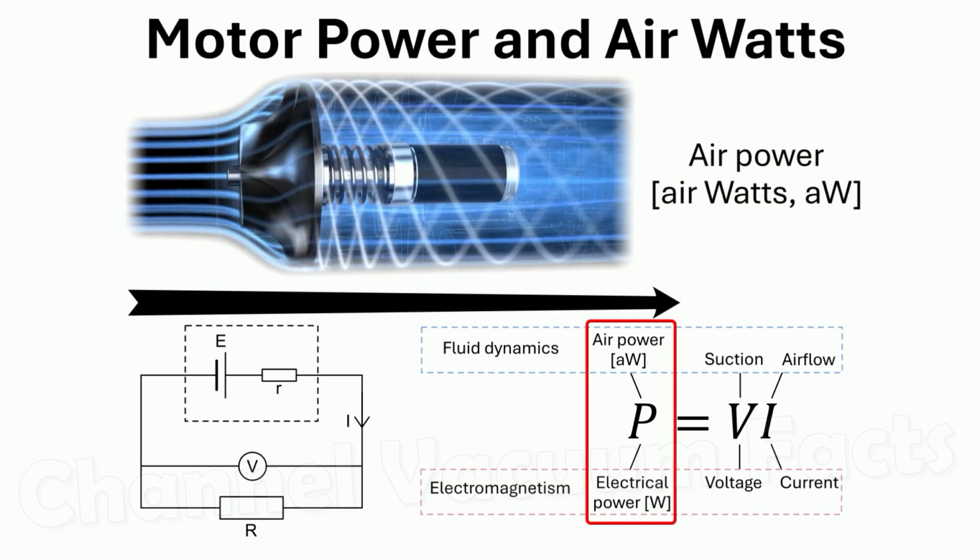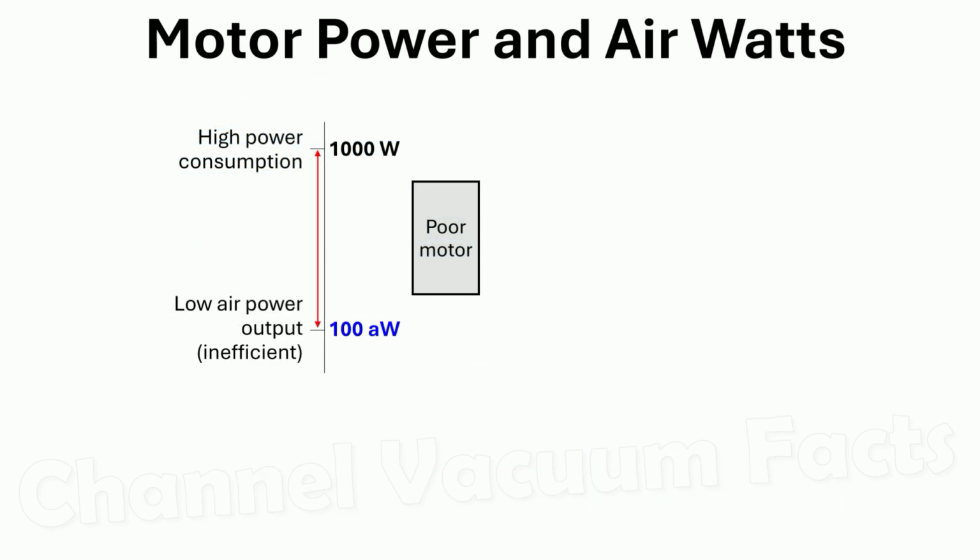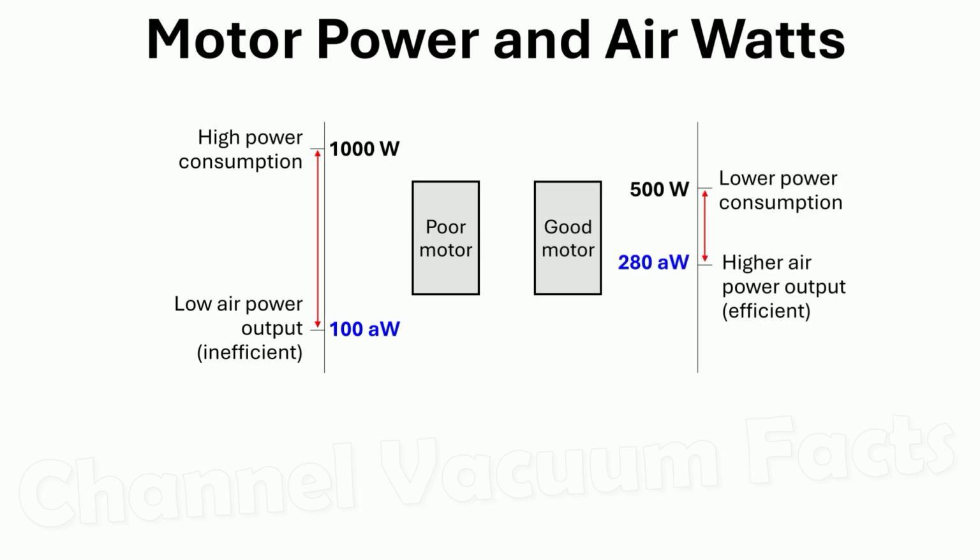Air power and electrical power aren't the same, and it's important you recognise the difference between the two in advertising. Often manufacturers of poorer products advertise the electrical power consumed by the motor in watts, since it's always a bigger number than the actual air power in air watts. Better manufacturers produce more efficient motors that can consume relatively less power and deliver more air watts than others.